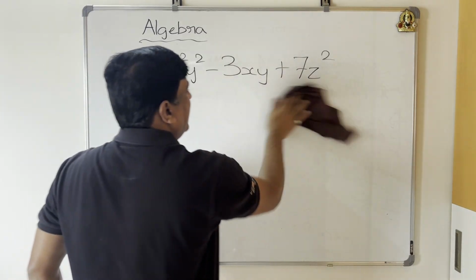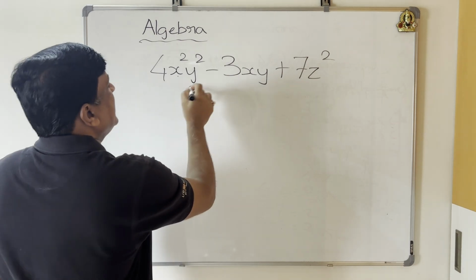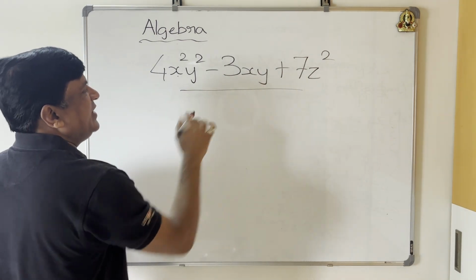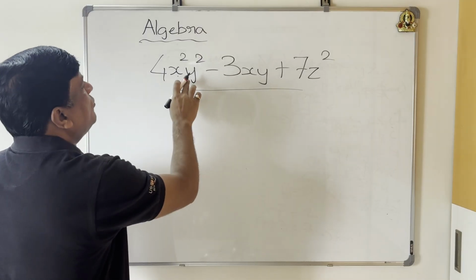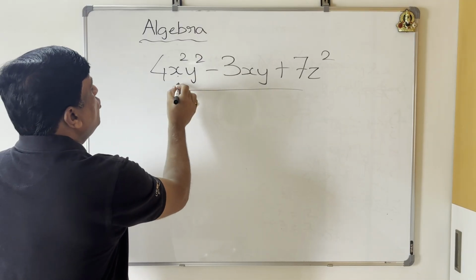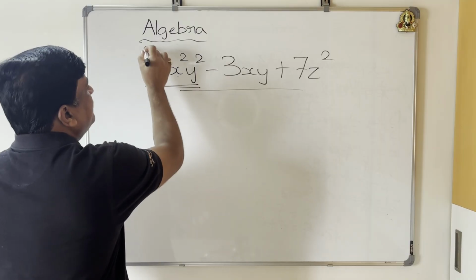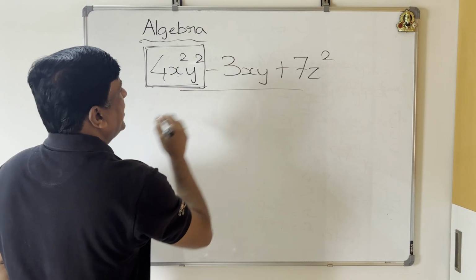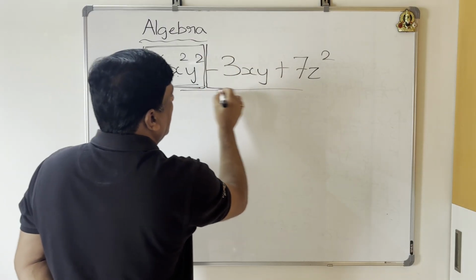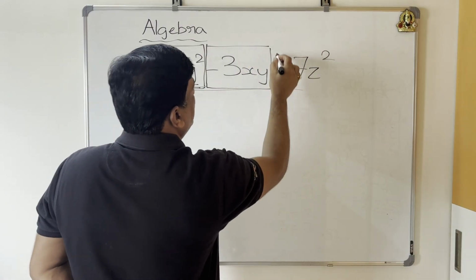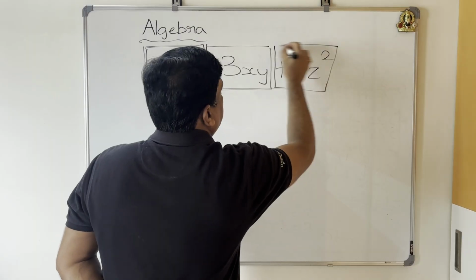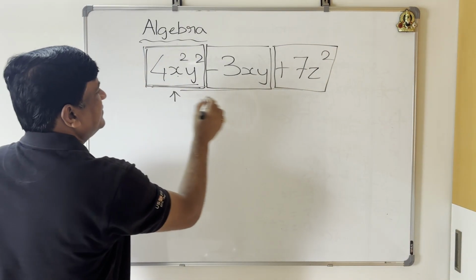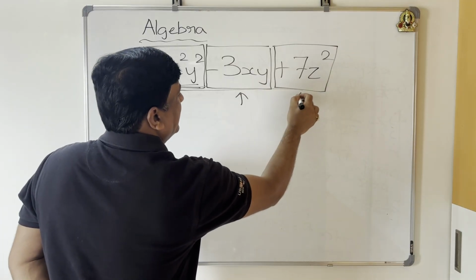Now, this is known as an equation basically. We call it an equation over here. If you look at this particular case, this is one term. Similarly, this is another term, this is the second term over here, and this is the third term. So this particular equation has 3 terms.